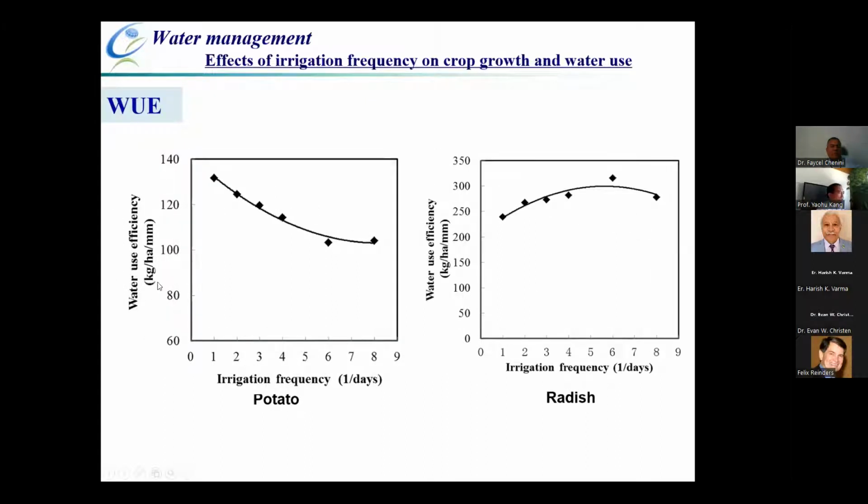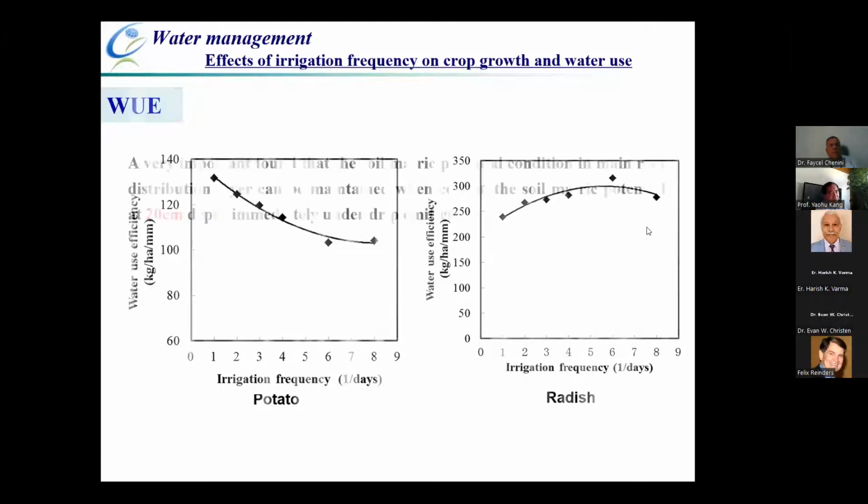The water use efficiency for the potato decreases as the irrigation frequency decreases. But for the radish, you see, it is firstly increasing, and at once every 6 days it is the highest water use efficiency, and then it turns to decrease.